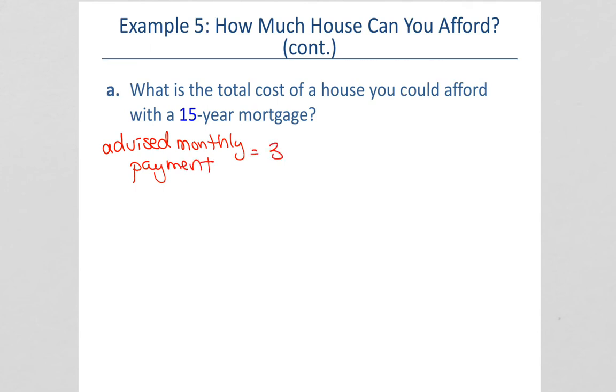We want a quarter of your take-home pay. So we'll multiply 3220 by 0.25, and so your maximum payment would be $805. Okay?